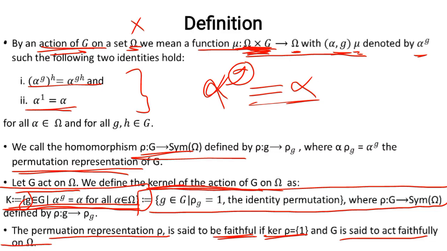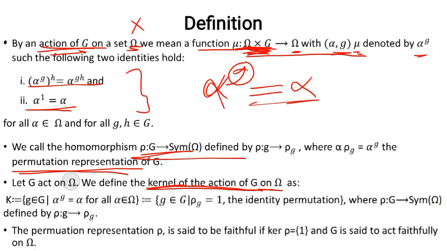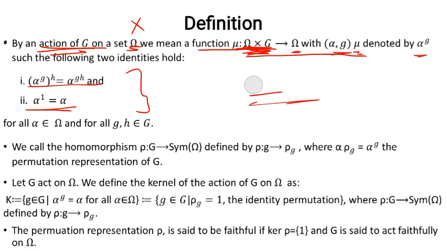So now we have definitions in place. 1, we have defined a group action. 2, we have defined the permutation representation. 3, we've defined the kernel, right? And we have also defined what we call a faithful action, or an action when G acts faithfully on the set Ω. That is, the kernel will always be the identity.